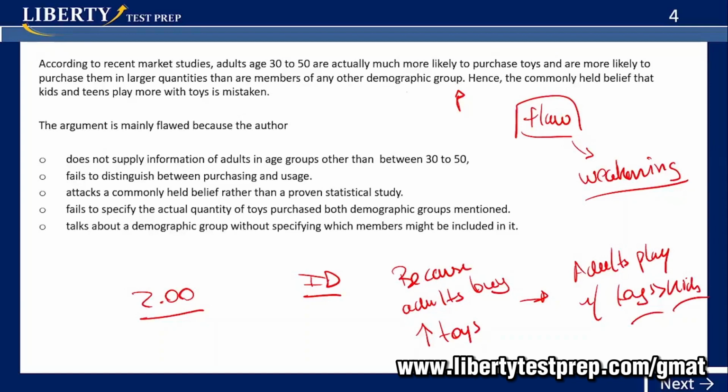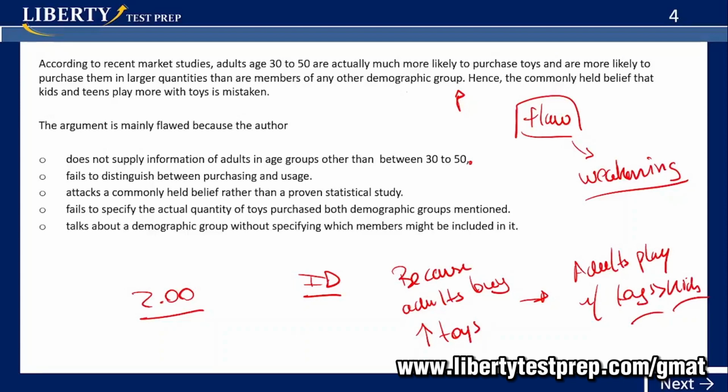Let's see. The first one: the argument is mainly flawed because the author doesn't supply information of adults in age groups other than between 30 to 50. Okay, is that a problem? In order to make his conclusion valid, does the author have to provide more support of adults? No, because we don't have to go and see all age groups. The author is taking a very representative sample of adults between 30 to 50. That's like the middle age of adults, and that should be enough. So the problem is not that.